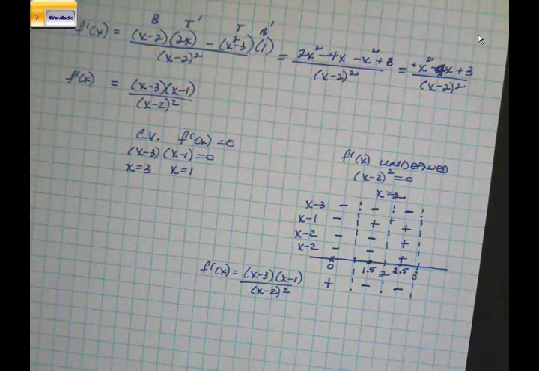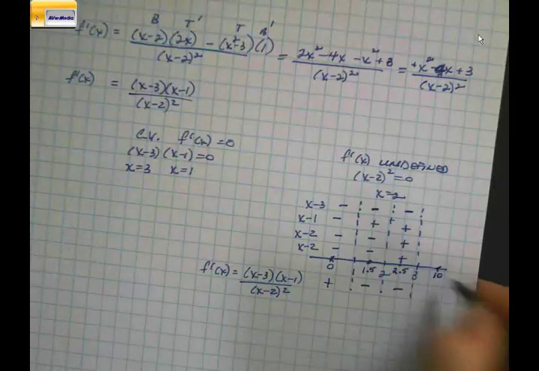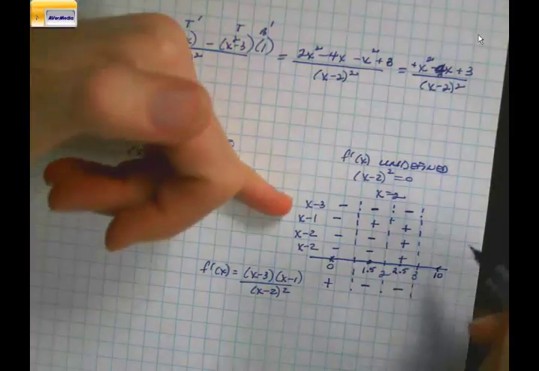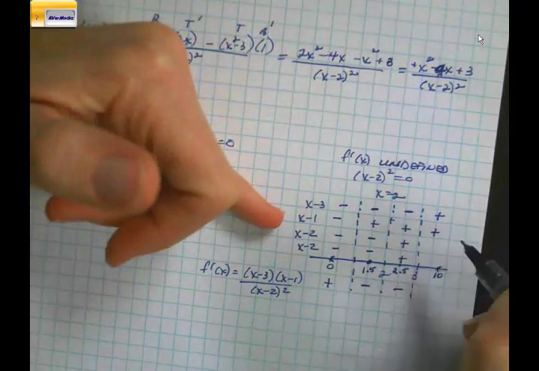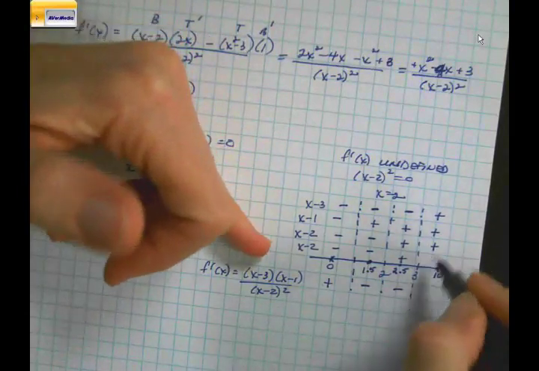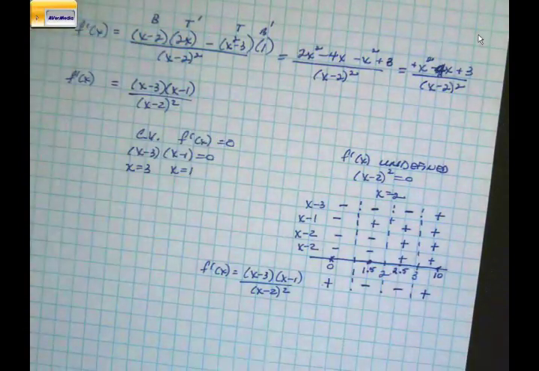He wants to do 4. I want to do 10. I like 10. Pick a point over here, 10. 10 minus 3 is a positive 7, which is positive. 10 minus 1 is a positive 9, which is positive. 10 minus 2 is a positive 8, which is positive. Positive. So this is definitely positive.